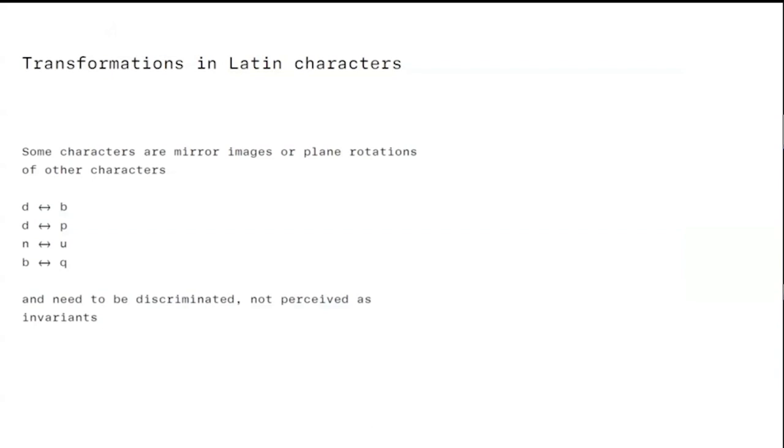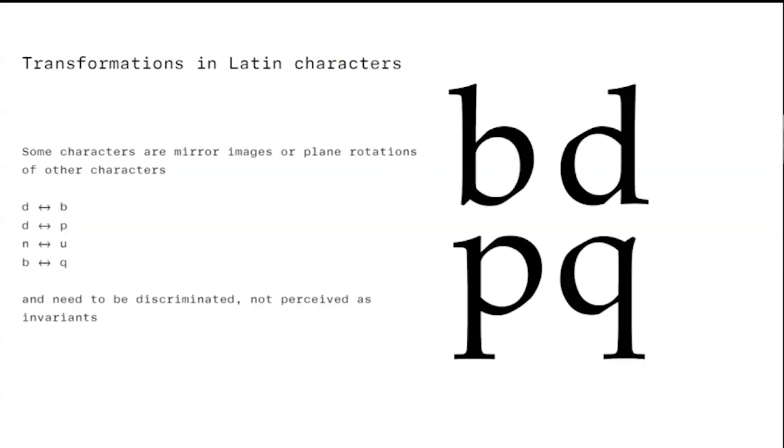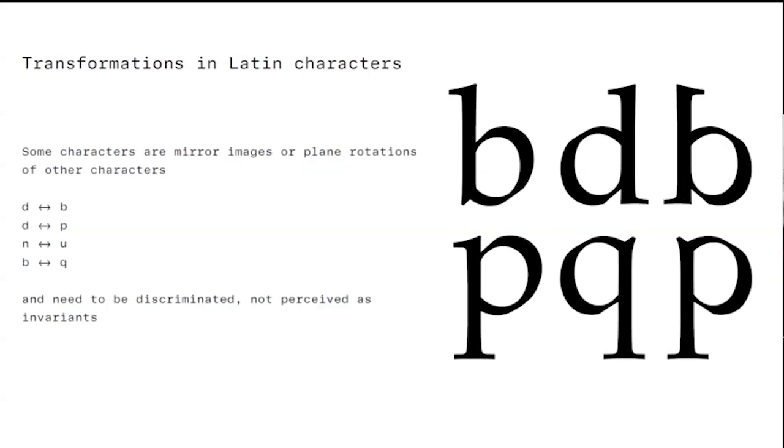This was just mentioned just now. We talked about invariance and the importance of invariance, so recognizing different forms and forming constancy or invariance. But of course, some characters are mirror images or plane rotations of other characters, and we need to discriminate those when we learn to read. And of course, the Typographic Guild obligates me to say they are not mirror images. I'll show you the reversed.